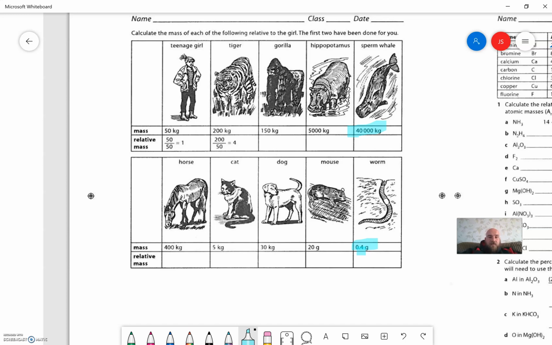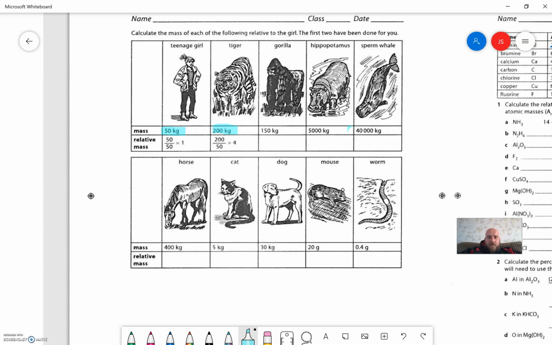So, for example, the first one's been done for you, the tiger. The tiger weighs 200 kilograms. The teenage girl weighs 50 kilograms. So 200 divided by 50 equals 4 teenage girls, effectively. So you could say the tiger weighs 200 kilograms, or you could say it weighs 4 teenage girls. So I just want you to go through all of those. It's fairly straightforward: do the mass in kilograms divided by the 50 kilogram mass of the teenage girl.